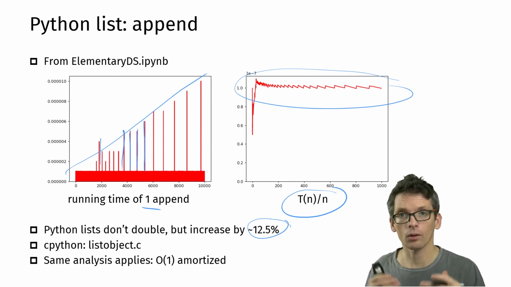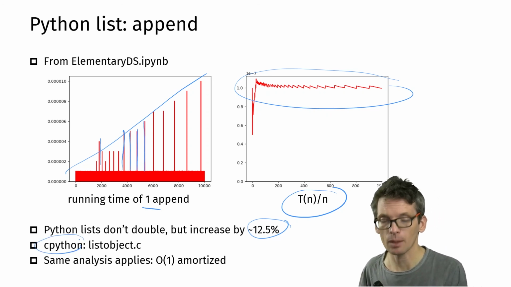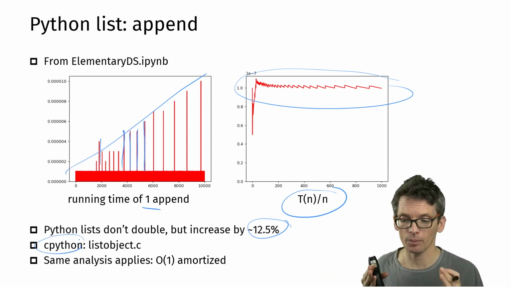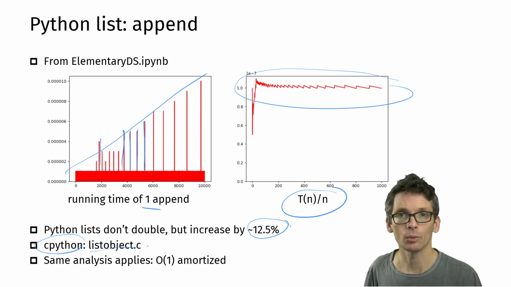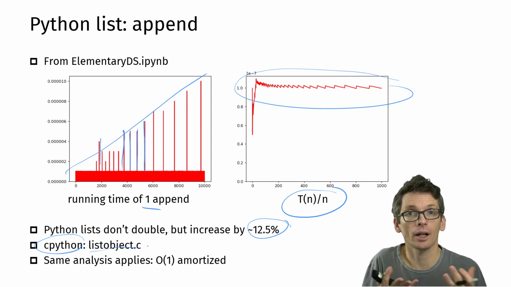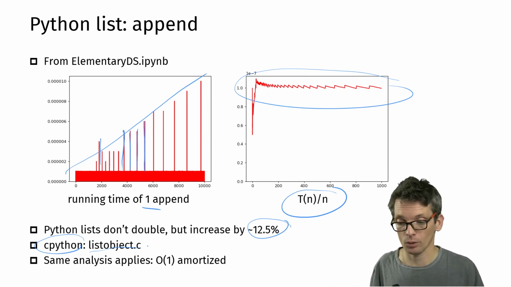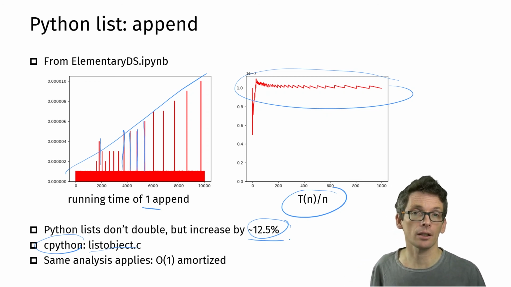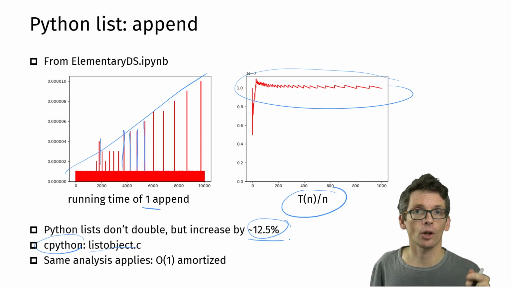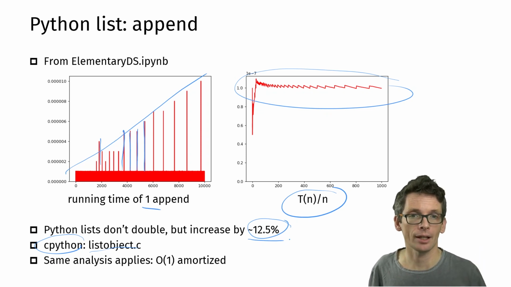And this is how it is in CPython. Obviously, there could be different Python implementations, but the standard CPython implementation does exactly this. You can look at the list object there, and you will see it's exactly what we just described, with some extra tricks, like for instance the 12.5%. But as I said, the same analysis applies. So Python list append takes constant time amortized.